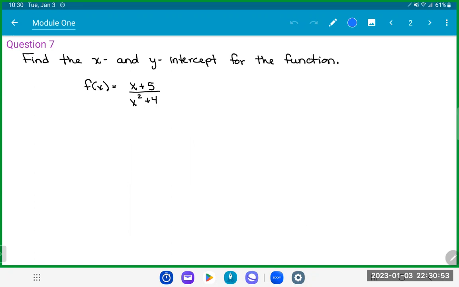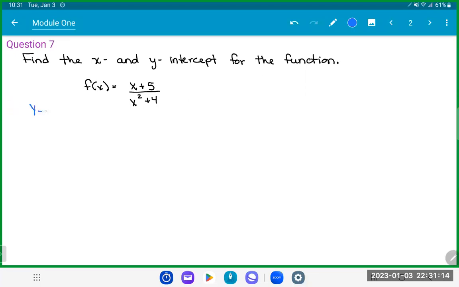The first thing we need to know is that when we want to find our y-intercept, we set x equal to 0 and then solve. And when we want to find our x-intercept, we set y equal to 0 and then solve. So let's start with our y-intercept.